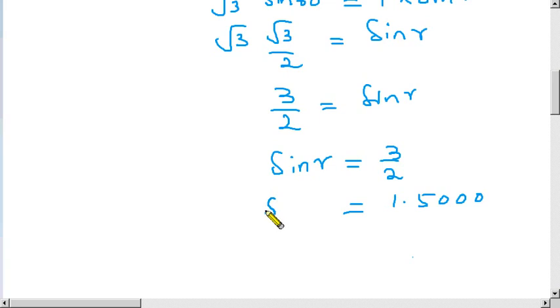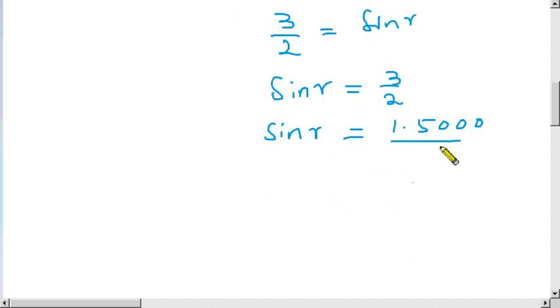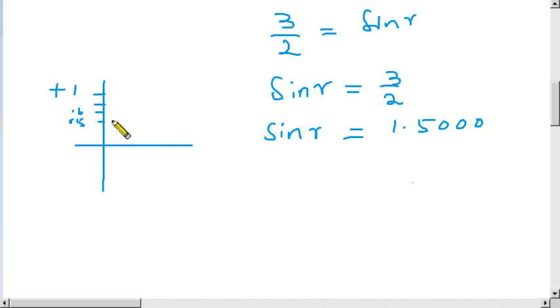So you can find the angle of such a sine value, because the maximum sine value is up to positive 1. All others are 0.5, 0.6, like that, below 1. So the sine graph is like this. So the maximum one is 1. So here you have received 1.5. Therefore there is no value for r. r has no value.